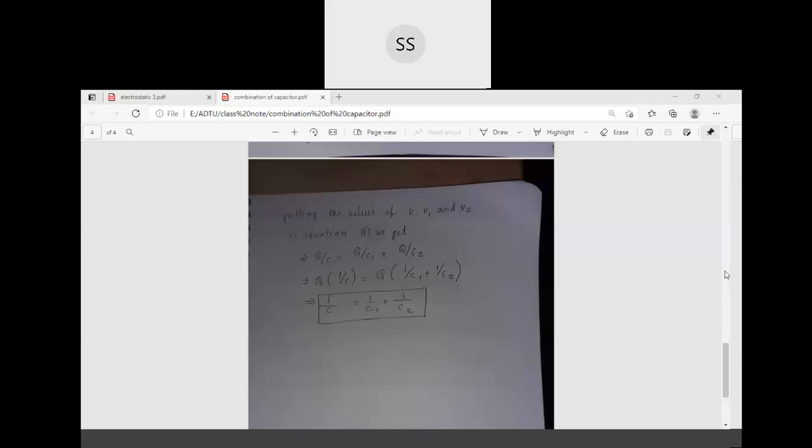Those who have written 3 by 2 is incorrect. Correct answer is 2.